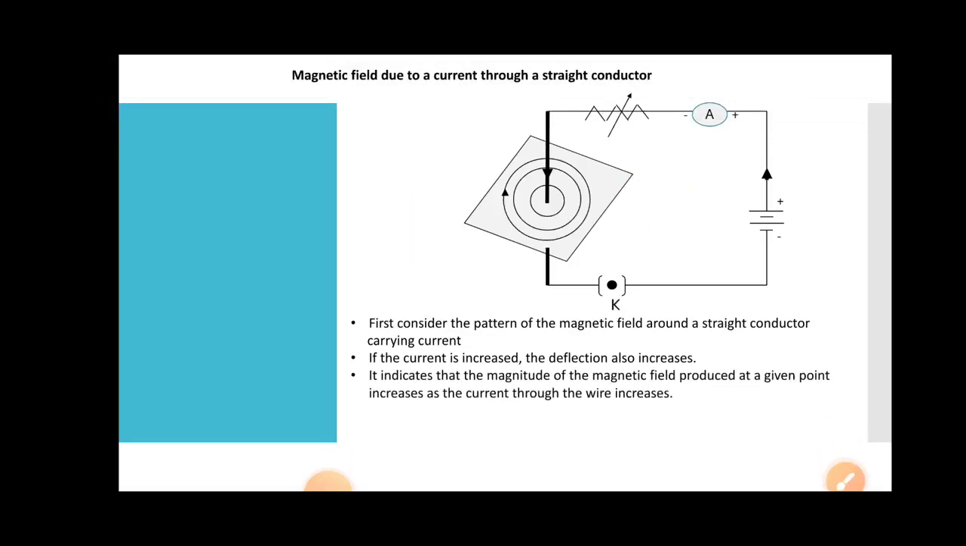It indicates that the magnitude of the magnetic field produced at a given point increases as the current through the wire increases.